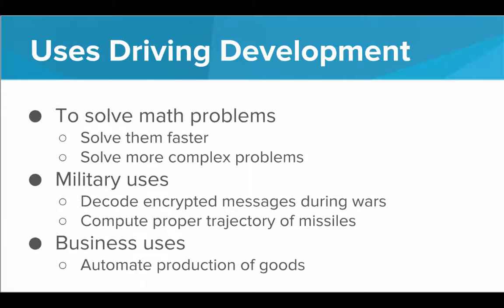When people started realizing how useful these computers could be, we started really getting behind the development of computers and really putting a lot of effort into making computers faster and smaller. So the uses that were really driving development were to solve math problems faster, and solve more complex types of math problems. There were several military uses, so things like decoding encrypted messages during wars or computing the proper trajectory of missiles. And there's several business uses as well. We wanted to automate the production of goods, and we wanted to keep track of financial data and customer data and all sorts of data. So these are great uses for computers that were driving the development of computers.